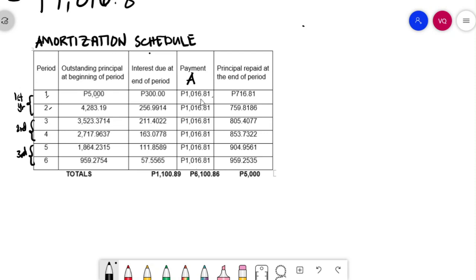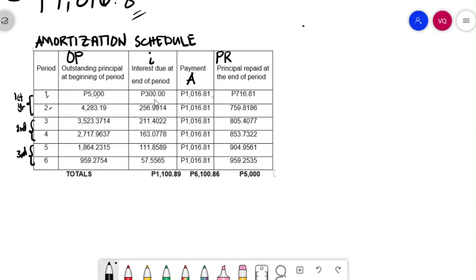So, 1,016.81. We already computed that one a while ago. And the principal repaid at the end of the period. So, we will denote the outstanding principal as OP, interest as I, and principal repaid as PR. Initially, we have 5,000 pesos at year 1 or first semi-annual.